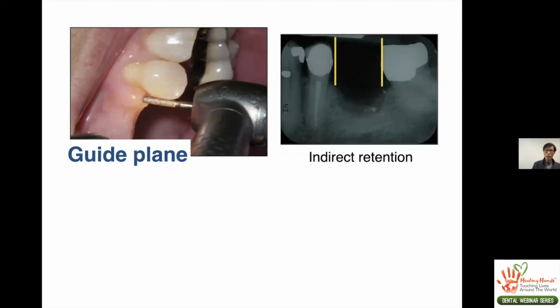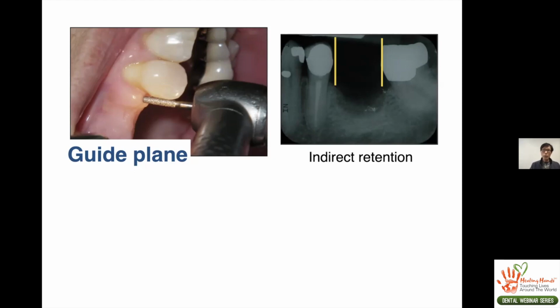Usually the guide plane is placed on the mesial proximal or distal proximal surface. And we like to get those proximal surfaces as parallel as possible, but at least slightly divergent, because we are not really milling in the patient's mouth. We are using a handpiece. So everything is done manually. So at least the guide plane should be as parallel as possible, but at least it should be slightly divergent toward the occlusal aspect. So there is no undercut there.